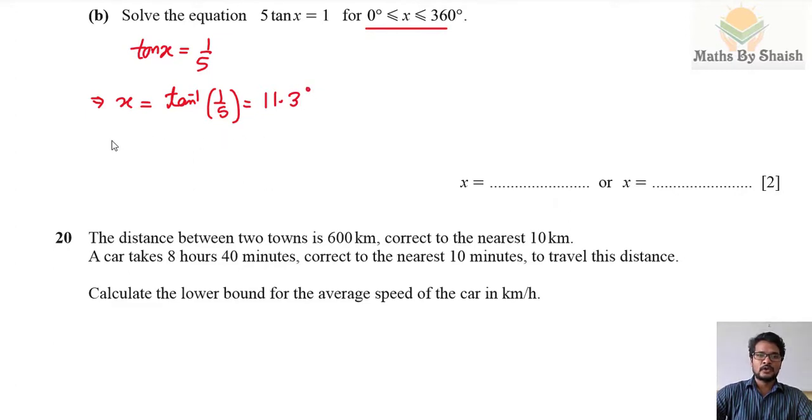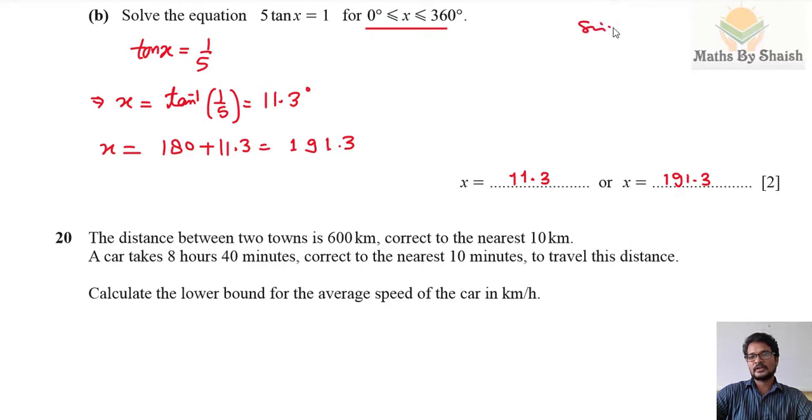And for tan we know the period is 180, so the other solution is going to be 180 plus 11.3, that is 191.3. So the two solutions are 11.3 and 191.3. Similarly, for sine, the other angles are theta and 180 minus theta. For cos it is theta and 360 minus theta, in between 0 and 360 degrees.